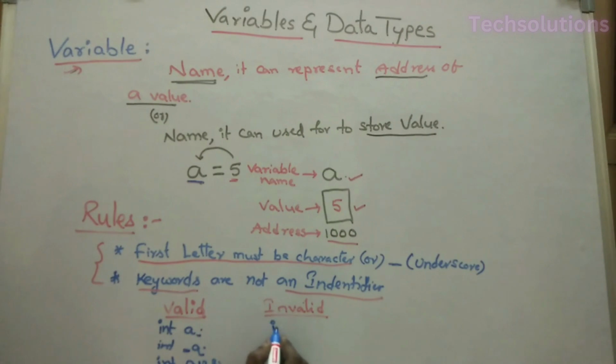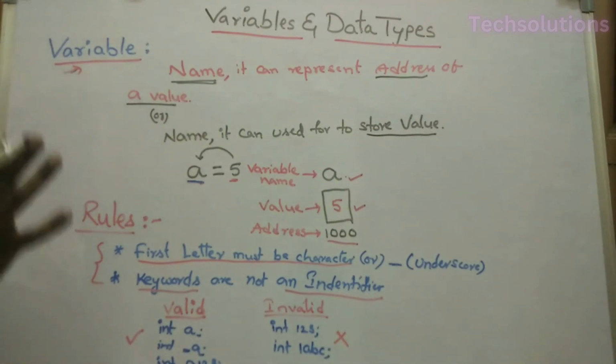Suppose int 123, suppose int 1abc. These are all invalid variable names. These are all valid variable names. These are all invalid variable names.